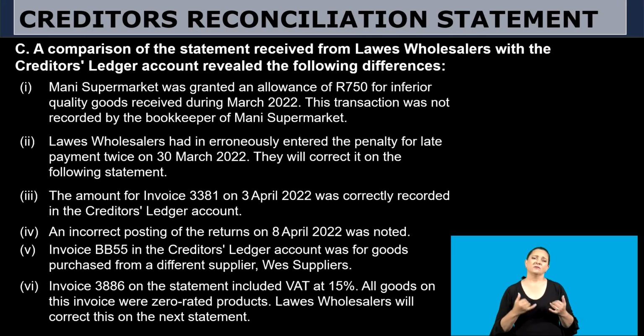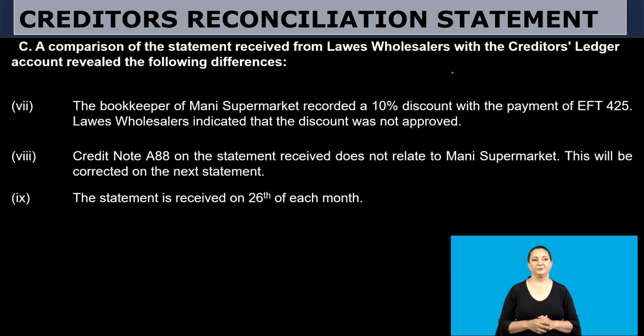Now, we know that there are differences that we have, and those differences need to be corrected. Now the information says, a comparison of the statement received from Lewis Wholesalers with the creditors ledger account revealed the following differences. And we have 9 differences that we need to attend to. Let's begin to do that.